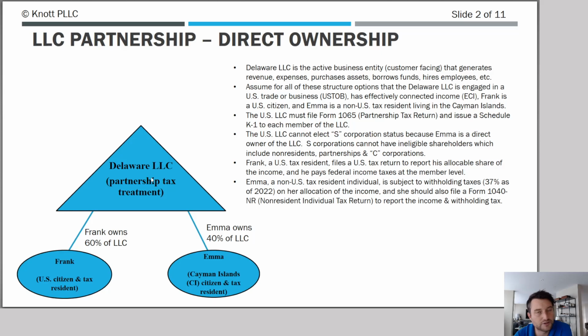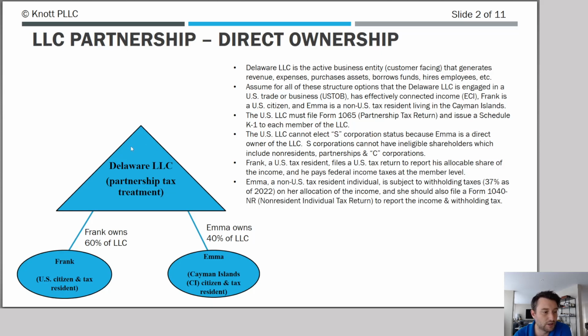Now, LLCs in the US, when they have more than one owner, are automatically treated as a partnership for federal tax purposes. So we've got Frank here, he's a US citizen and tax resident, and he's going to own 60%. And his business partner, Emma, is a Cayman Islands citizen and tax resident, and she's going to own the other 40. And you can see here that they own their LLC units directly. Okay, so that's the direct ownership.